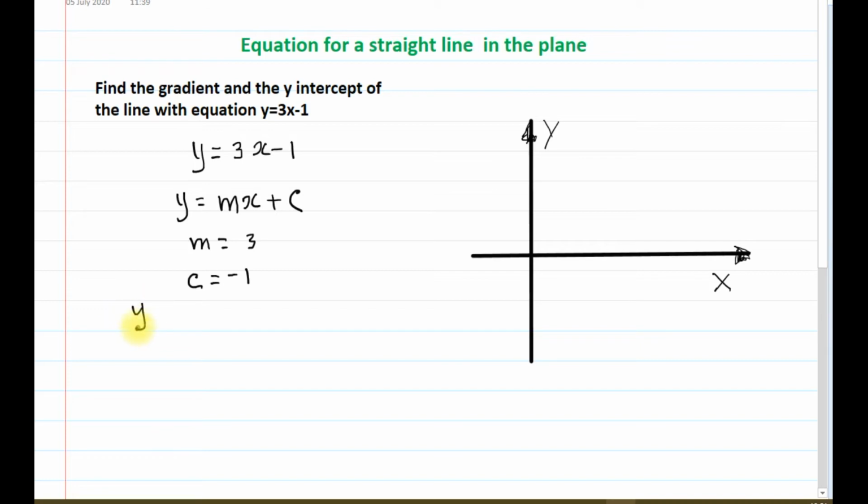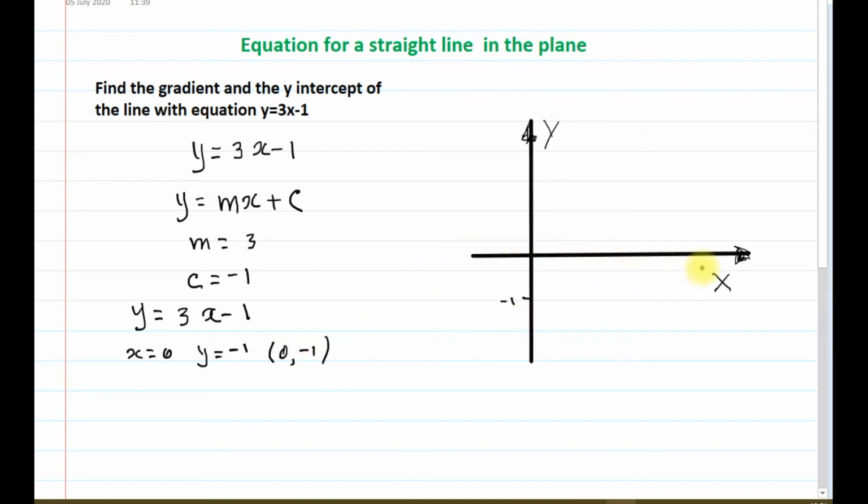Now, if I have y equals 3x minus 1, let's put x equals 0. If I put x equals 0, I'll get y equals minus 1. That means the point (0, minus 1) is on the graph, which will be somewhere down here. If I designate this point as minus 1, that would be 1 point on the graph.